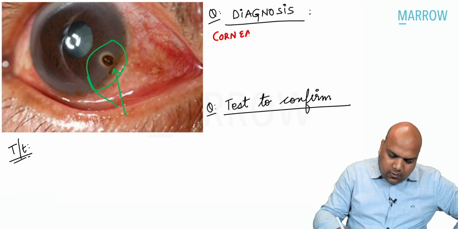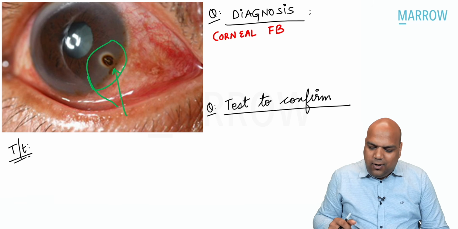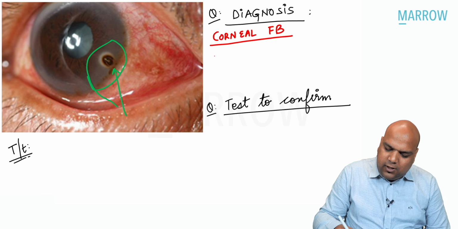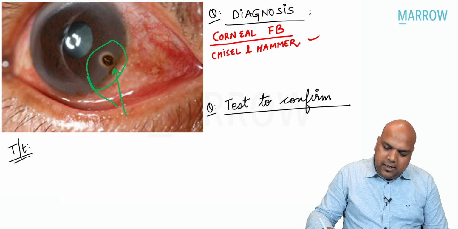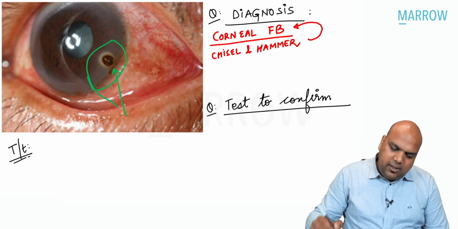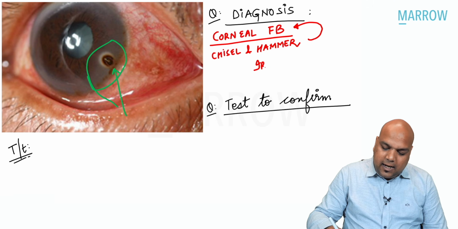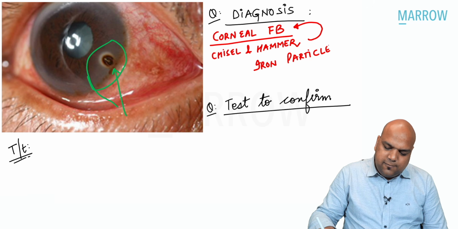This is a corneal foreign body. Probably we are talking about chisel and hammer. Yes. Somebody was working with a chisel and hammer. Some particle came, got stuck onto the cornea. Now that means it is an iron particle. I hope you understand the case, how the examiners build this case from this photograph.